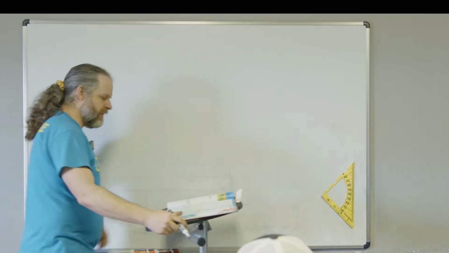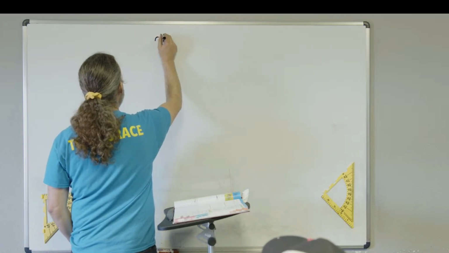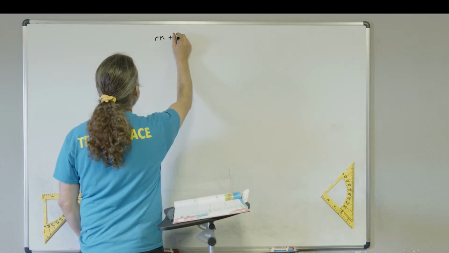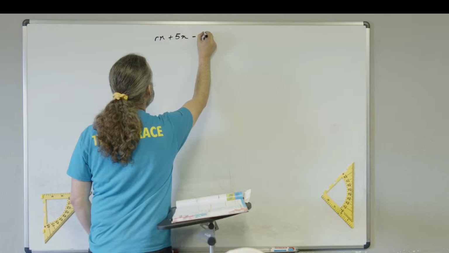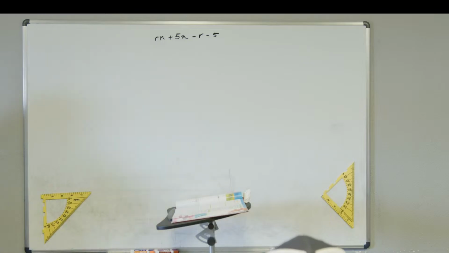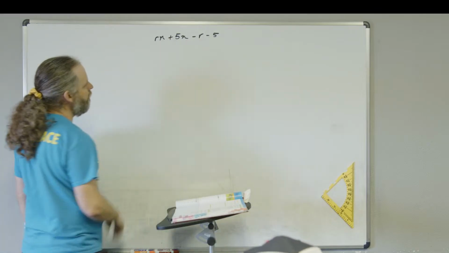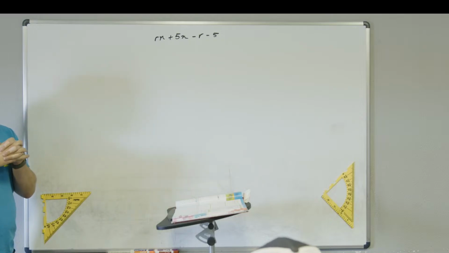So the instructions say factor. And the problem is Rn plus 5n minus R minus 5. Okay, so how many terms are in this problem? 4. There's 4 terms. 1, 2, 3, 4, right? 4 terms. So when you see a problem that has 4 terms and the instructions say factor, you're almost certainly going to factor by grouping.